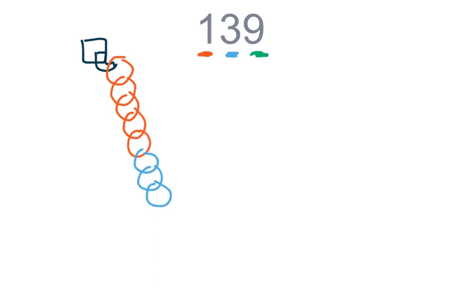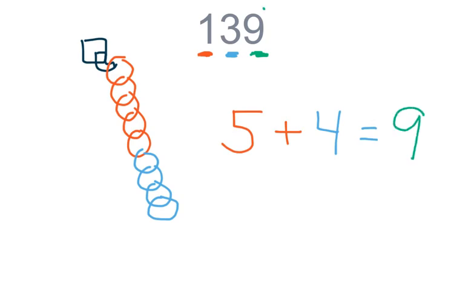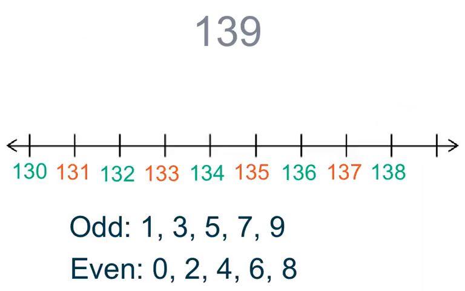How many do we have right now? If you said 8, nice job. We need to add one more. What color will it be today? Blue. Nice job. Let's write a number sentence to represent our chain of links. 5 reds plus 4 blues equals 9. Just like our number in the ones place of 139.